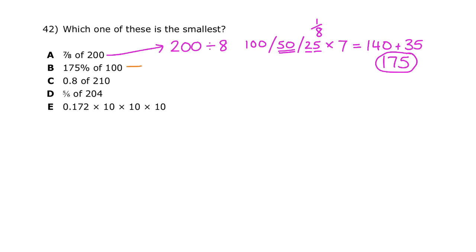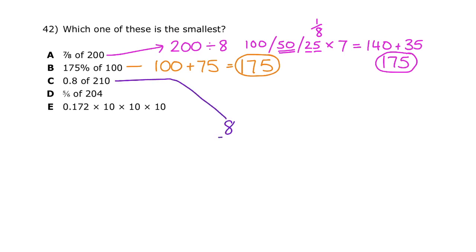Option B is 175% of 100. 100% of 100 would be 100. A further 75% of 100 would be 75. So 175% of 100 is therefore 175.